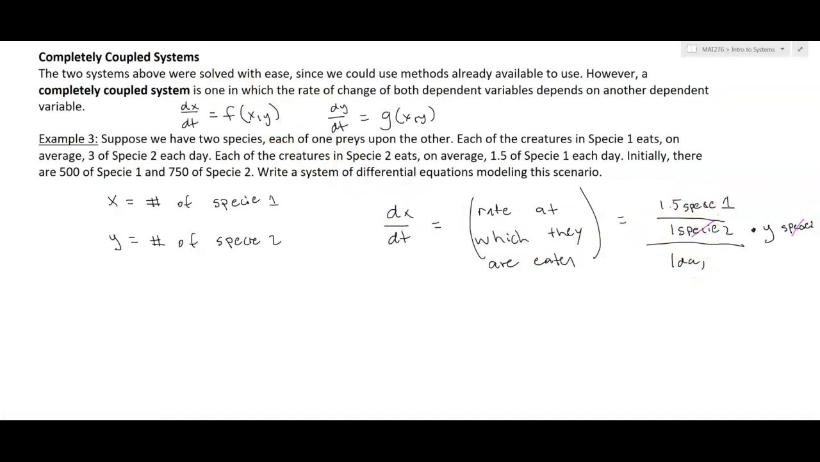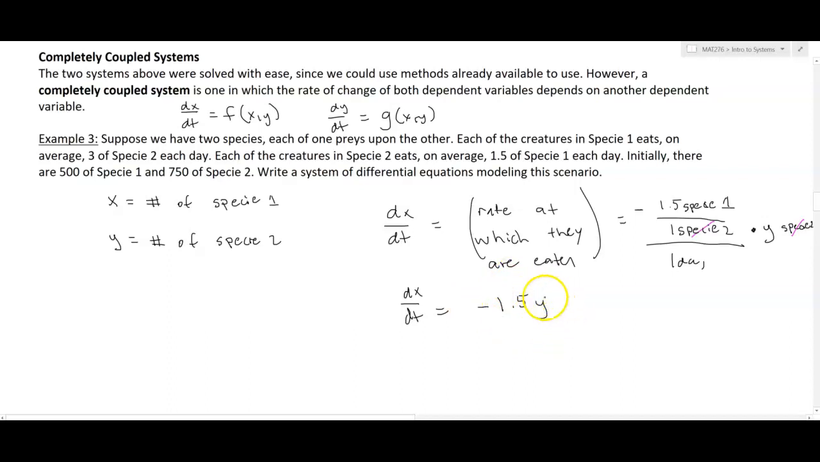So my dx dt will be, actually, negative, right? Because there will be a decrease of that many species, and that will be negative 1.5 times y. So we didn't really have to do the heavy dimensional analysis. We could just say that the rate at which species 1 is changing is a decrease of the 1.5 that are eaten by each of species 2 per day multiplied by how many there are.